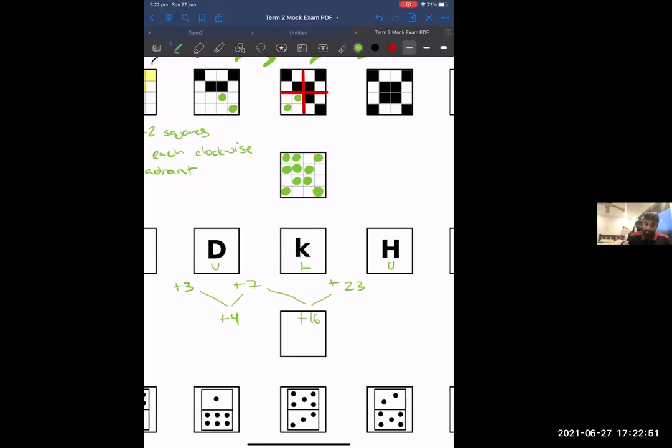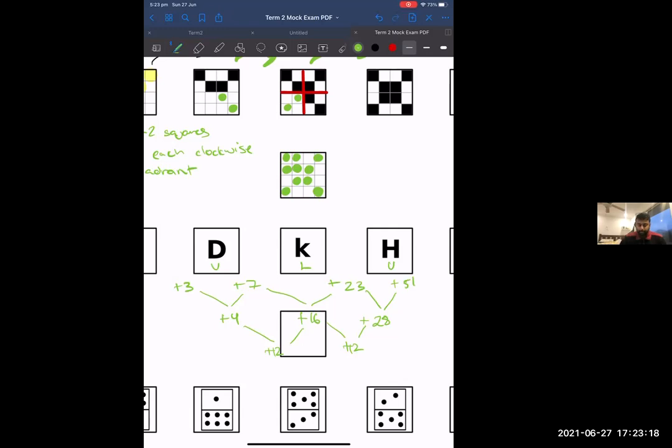And then we look at the third difference between the two. And this is plus 12. So this one would be plus 12. So 16 plus 12 is? 28. And then 23 plus 28 is plus 51. Do you guys understand this?